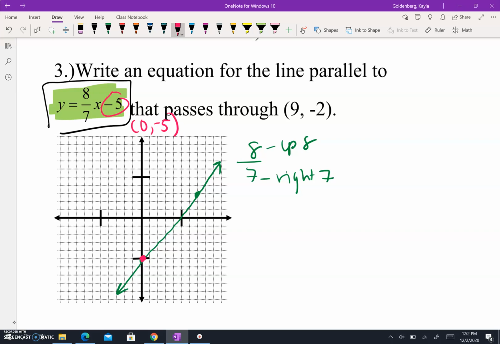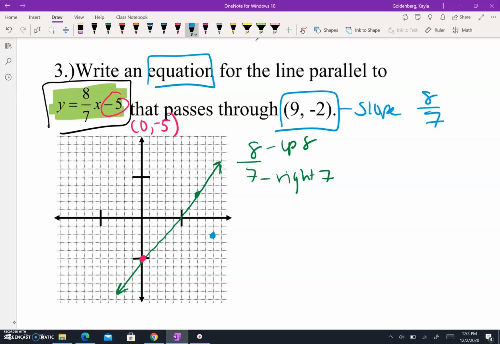And then we need to have another equation. So I'm going to make the other equation blue. We need an equation this time, not just a picture, and it has to go through the point 9, -2. Let's see, 5, 6, 7, 8, 9 to the right, and then 2 down. So there's my point. So I'm going to start there, and I'm going to use the slope of 8/7. Now, here's the tricky thing. I can't go to the right, so I can go to the left. Remember, if you have a slope of up 8, right 7, you can also go down 8, left 7, and go backwards. So that's what I'm going to do.